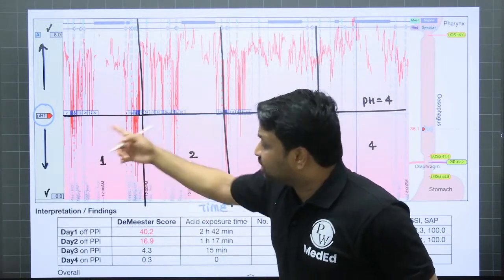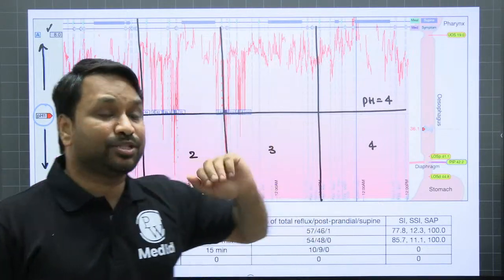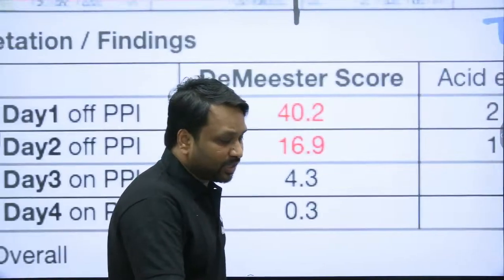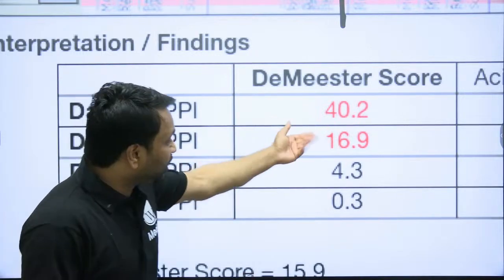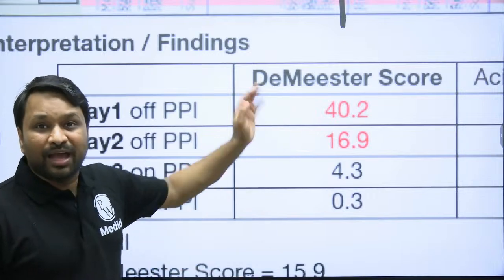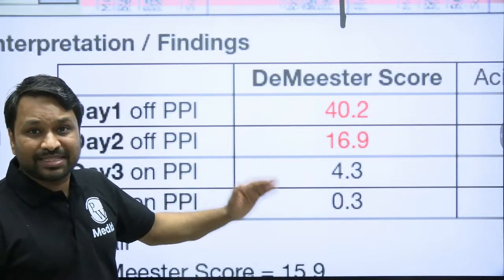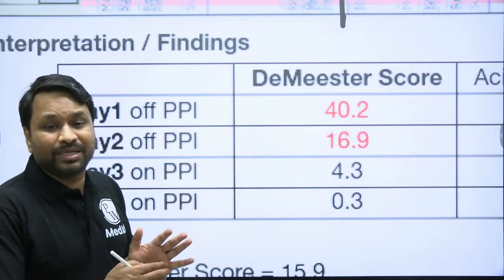If you take the average of all of these, a DeMeester score of more than or equal to 14.7 will come. That indicates the patient is having GERD. In our patient, if you look at day 1, the DeMeester score is 40.2. On day 2 it became 16. On day 3 it became 4.3. On day 4 it became 0.3. As the DeMeester score falls below 14.7, the patient is going to be symptom free.